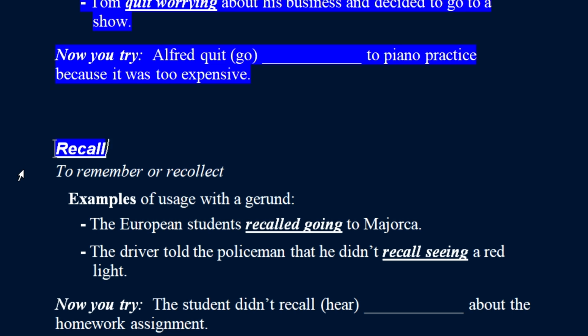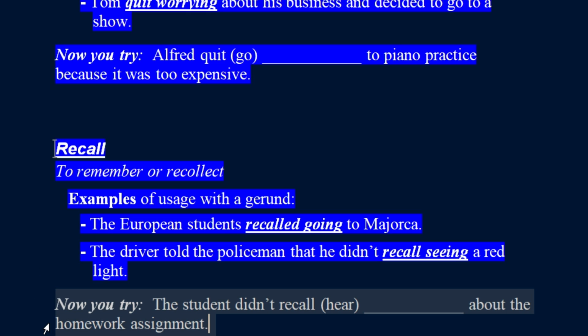Recall, to remember or recollect. Examples of usage with a gerund. The European students recalled going to Mallorca. Another example. The driver told the policeman that he didn't recall seeing a red light.